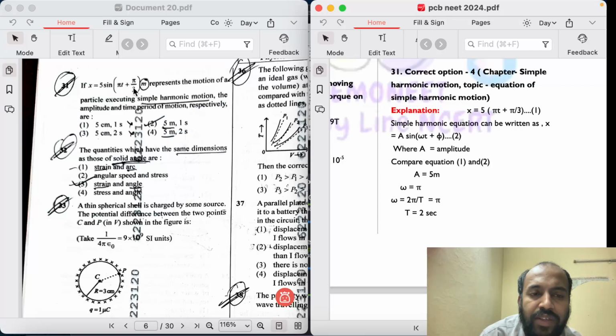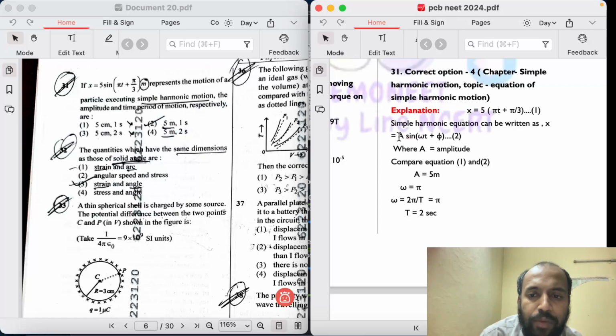Now whatever is the coefficient of the sine term would be the amplitude, and it's 5, so obviously that's 5 meter. So you can see that it's in meter, so option 1 and option 3 automatically cancel out. It can be either option 2 or option 4. Now we have to find out what is the time period. So time period means time for one oscillation.